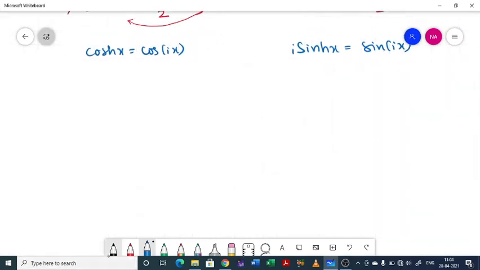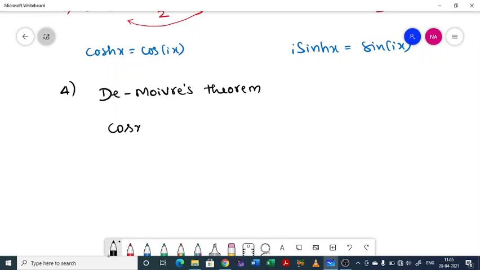And the fourth point is de Moivre's theorem. This is again one of the simplest and most important theorems in complex numbers. So I'll just state de Moivre's theorem here. Usually we write in terms of theta, but you can write in terms of x also, no problem.